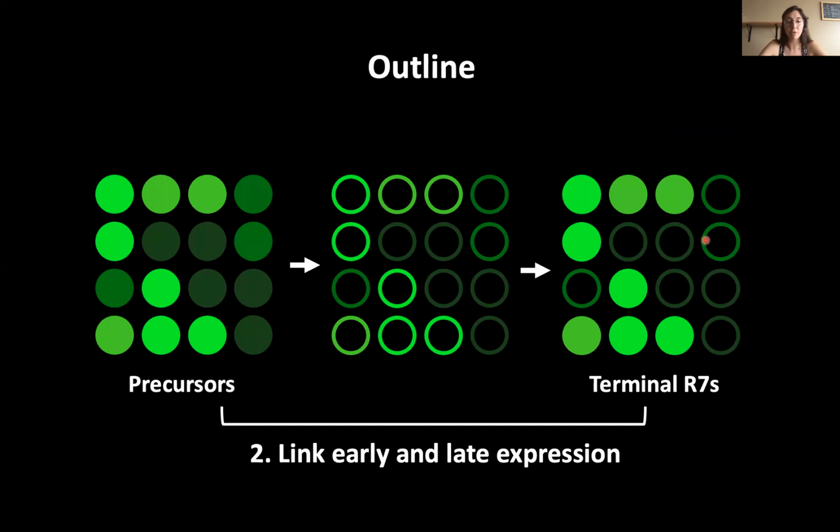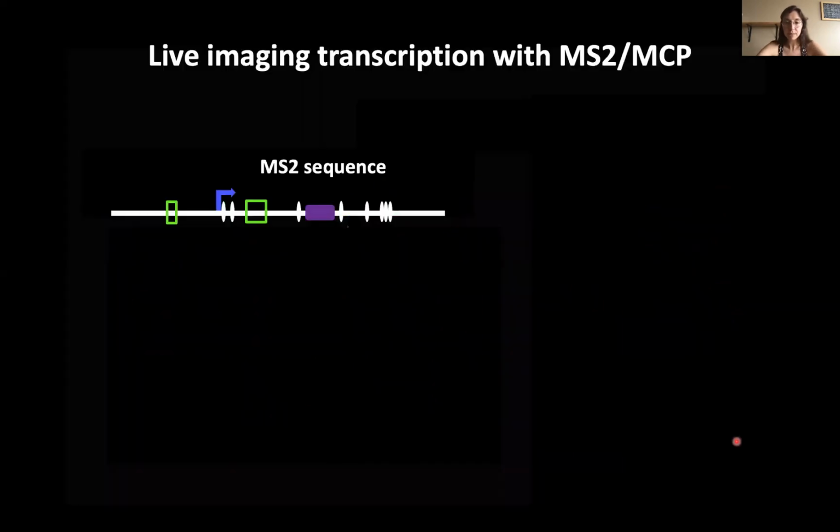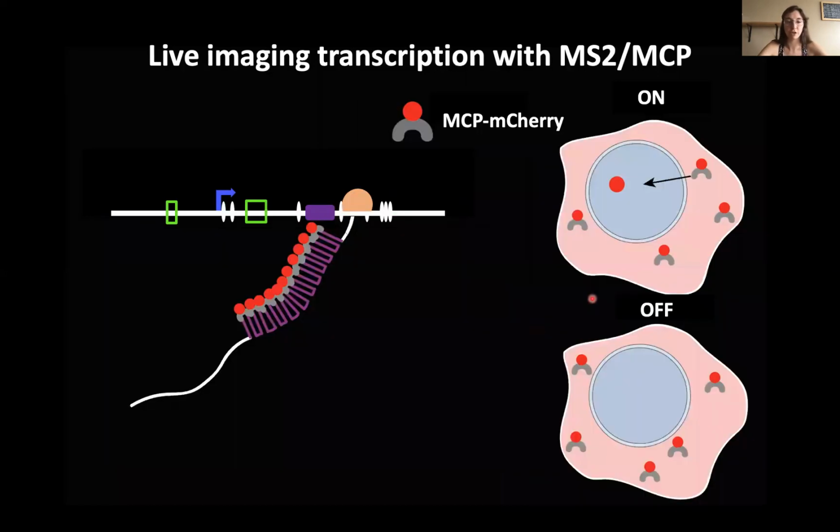And so for the next part of my talk, I would like to tell you how I'm looking to link this early state to the terminal expression state. The way that I'm doing this is making use of the MS2-MCP system to monitor endogenous spineless expression. The way that this works is you can incorporate this MS2 sequence into your gene of interest. As your gene is transcribed, these stem loops get incorporated into your transcript. These are recognized by a protein called MCP, which is bound with a fluorophore.